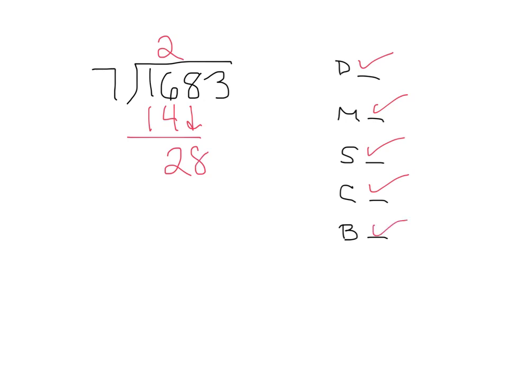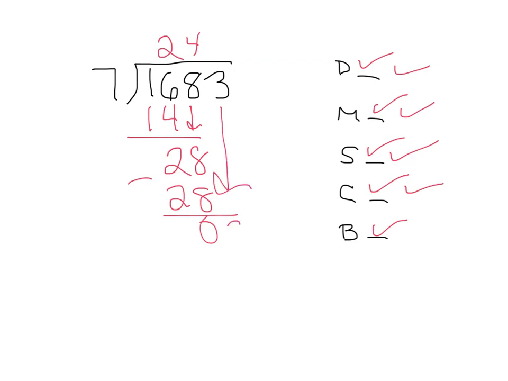Now I divide. 7 divides into 28 4 times. And then I multiply. 4 times 7 is 28. And then I subtract. And now I check, is 0 smaller than 7? Yes. And I bring down. And after you bring down, you always divide.